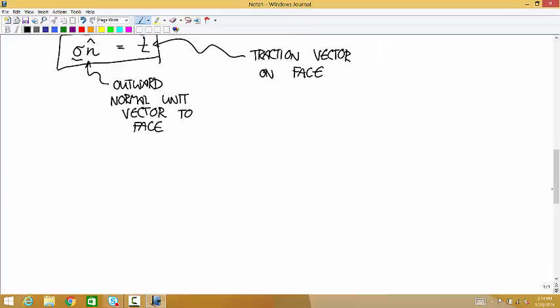Okay, so first let's see. I mean, we'll see how it works. So here's our first thought. Check out this equation on a stress tensor, or a stress element.